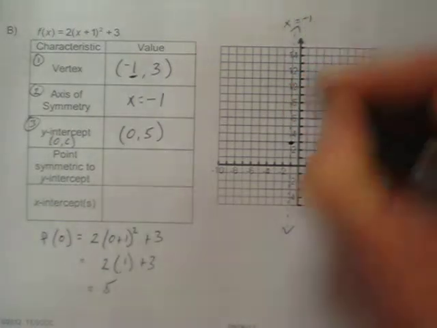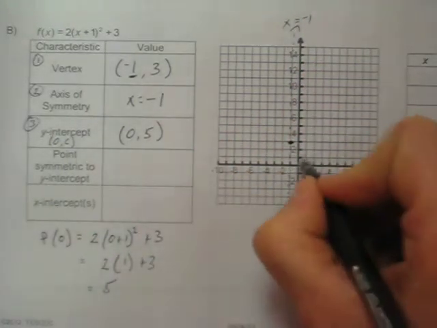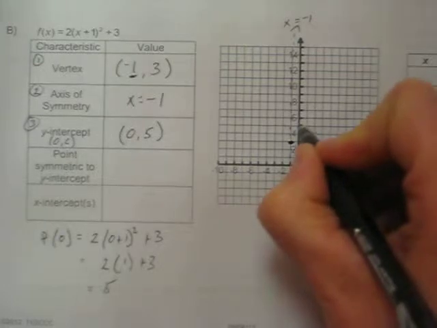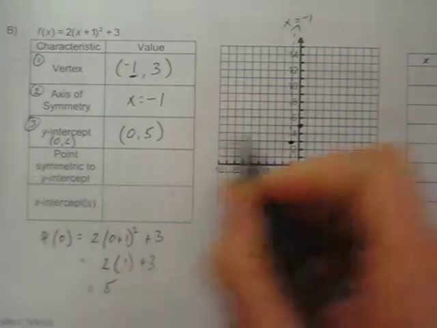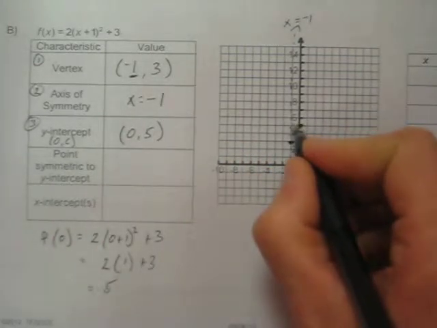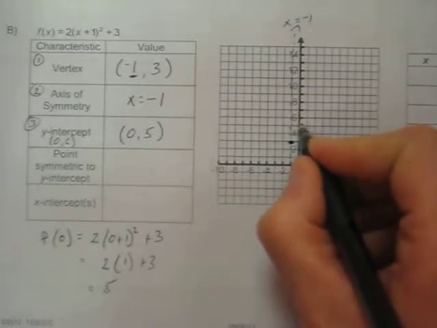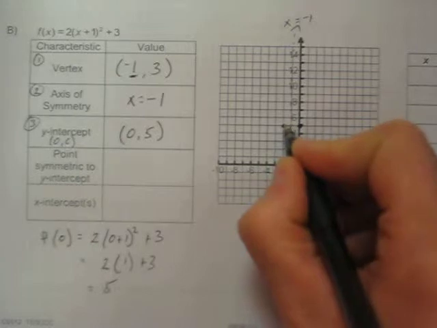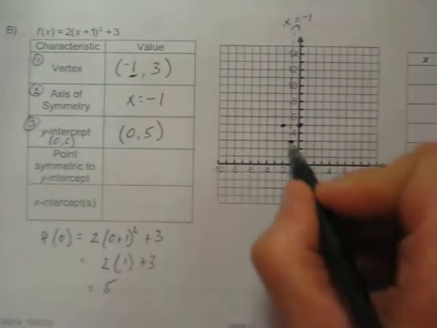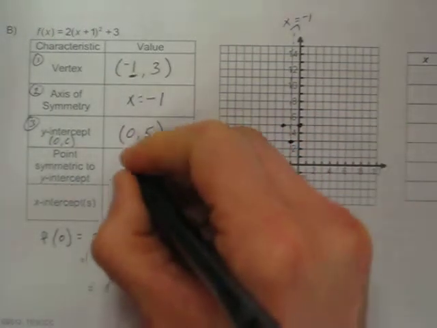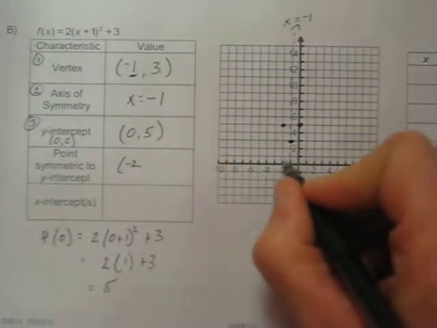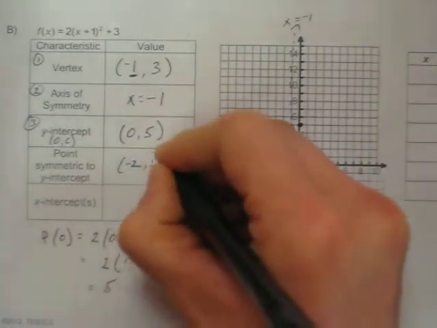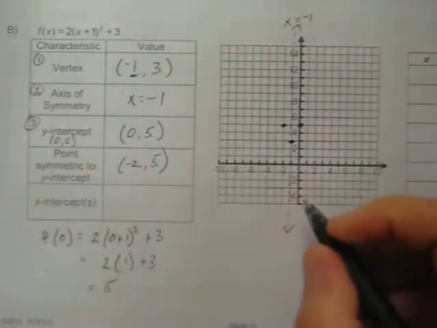You have a y-intercept at (0, 5), which means we are right here. Now the point symmetric to the y-intercept. Remember, here's the y-intercept. It is 1 unit away from the axis of symmetry. Therefore, on the other side, we have a point 1 unit away from that, and that coordinate is (-2, 5). Okay, so we have our information graphed.